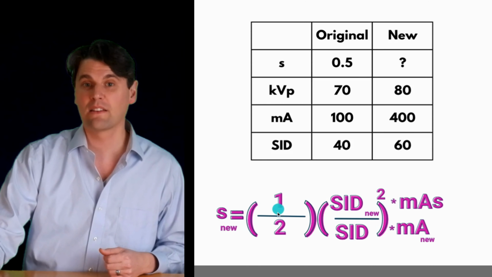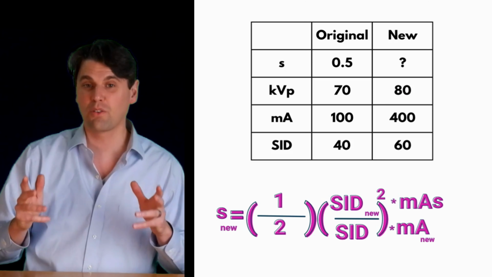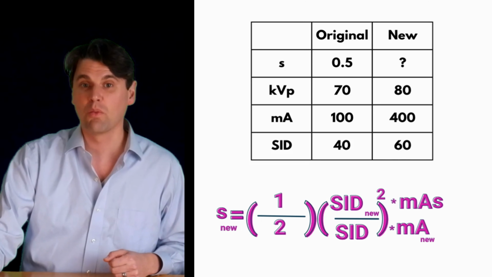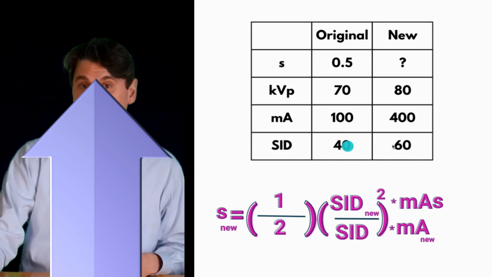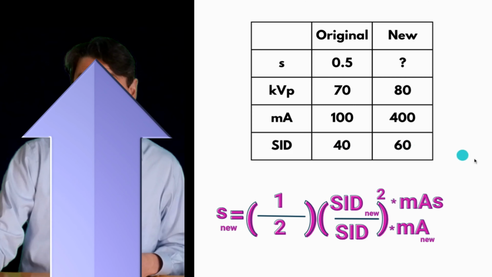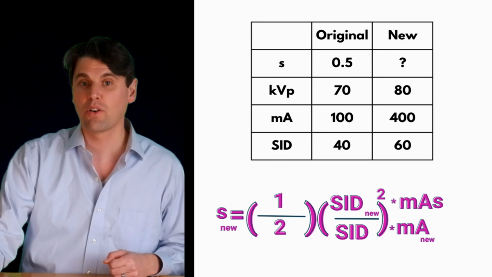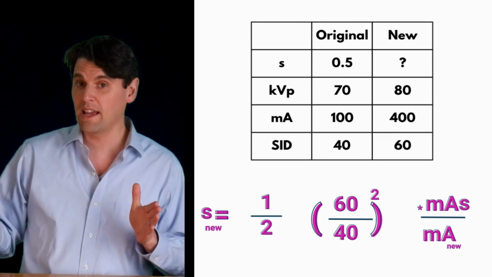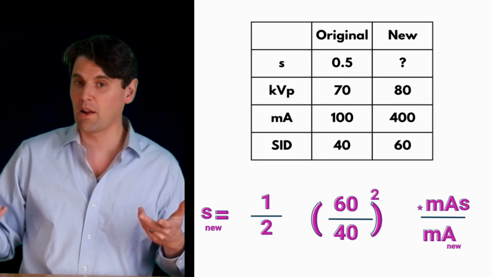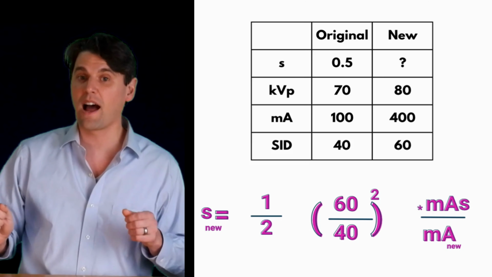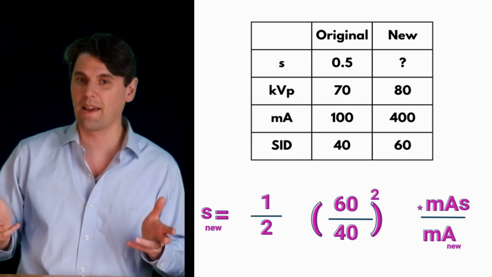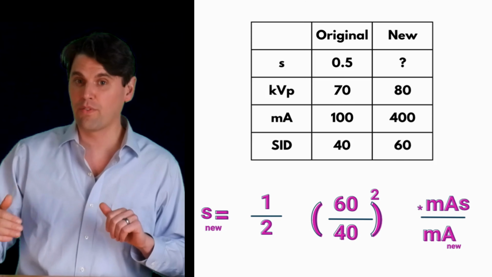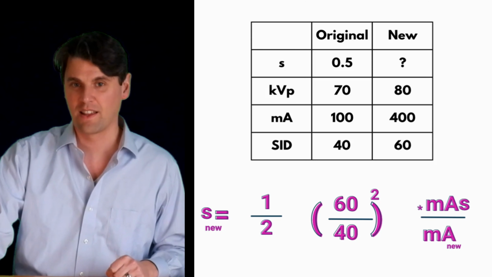Then the next thing we'll do is go to the inverse square law or the SID component. In this case, we went from 40 to 60. So we'll be plugging those in. And for 40 and 60, if we're moving further away, we're going to need to take longer, right? We're going to need more mAs. And our knob right now is time to get that more mAs. So we're going to need 60 over 40, and then that's going to be squared.